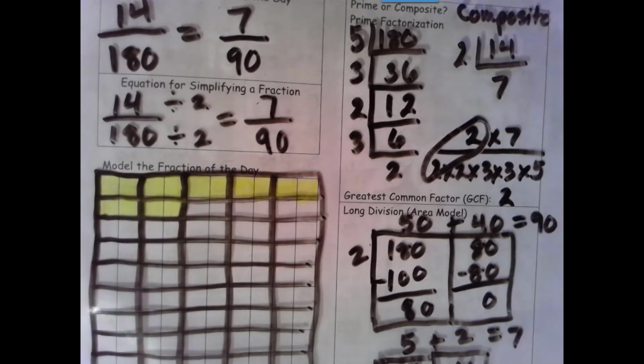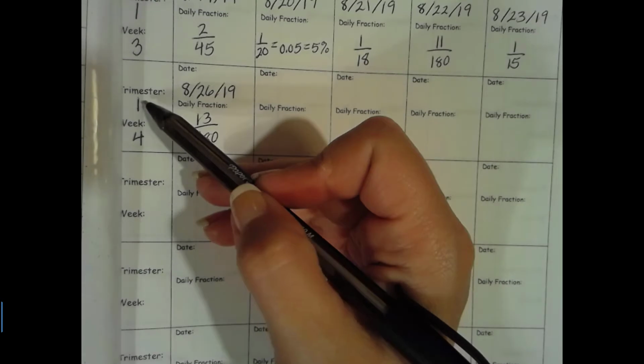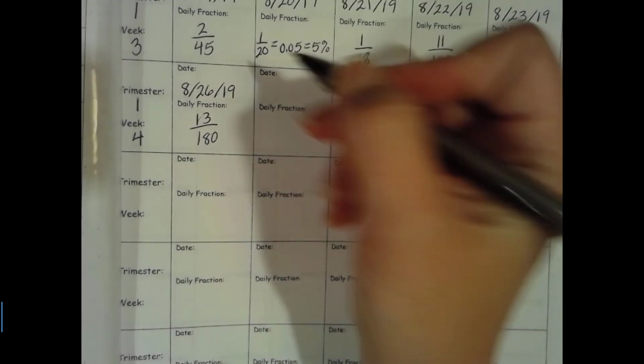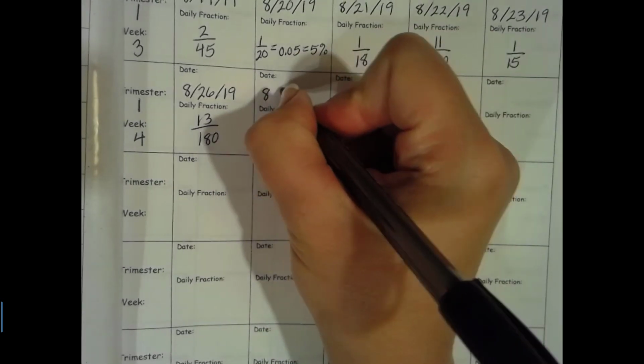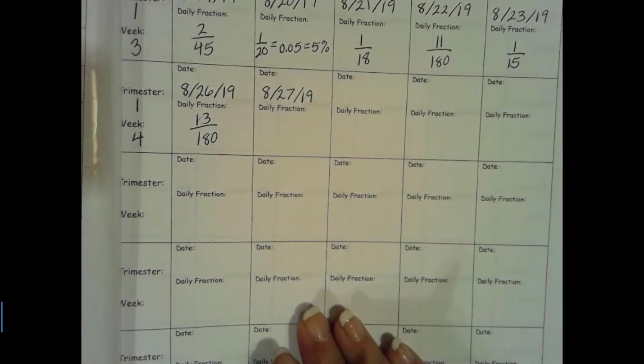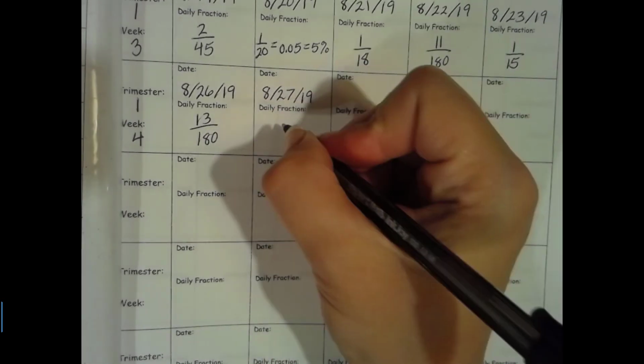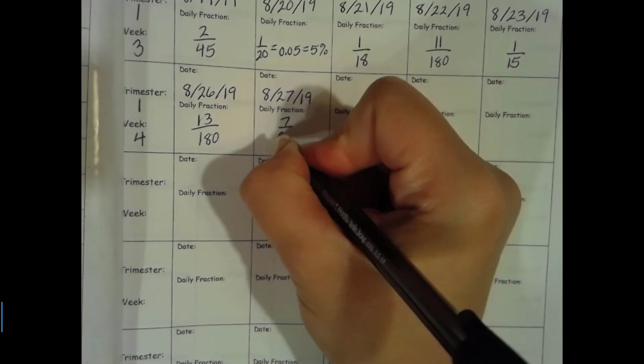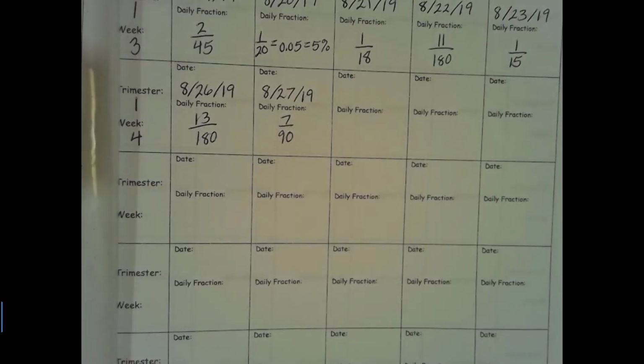Now let's go ahead and fill in our data collection page. Okay, trimester 1, week 4. Today is 8/27/19, and our fraction for today is 7/90. Let's go ahead and get out our number line.